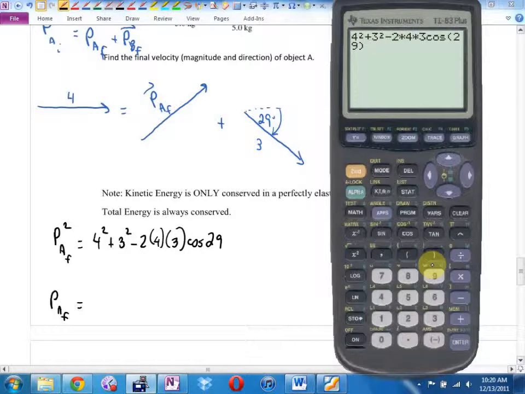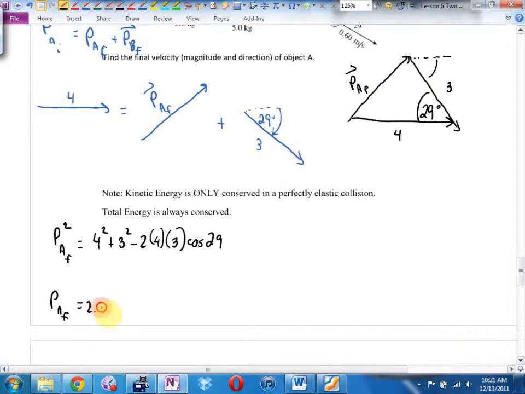Oh, you get 4 again? Or no? Whoops, wrong button, Mr. Dueck. That's going to scare everybody. Square root this thing. I almost forgot the square root because it's such a nice answer. I think 2.0 kilogram meters per second.